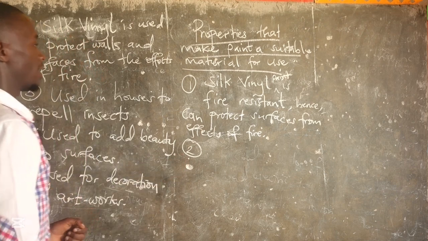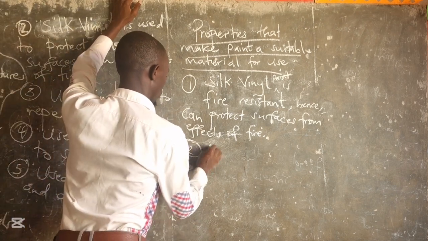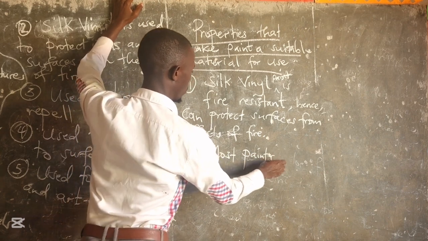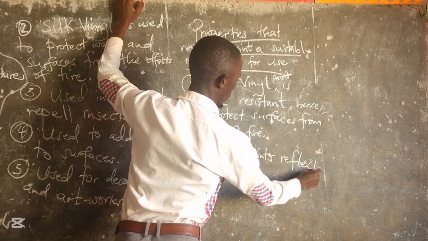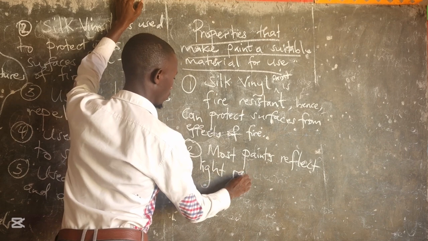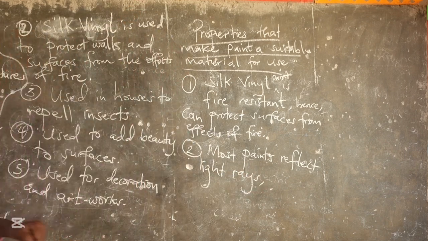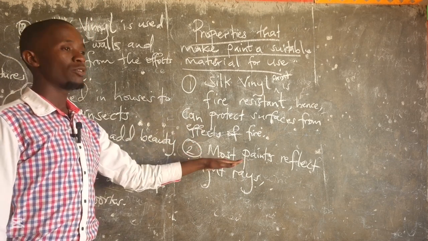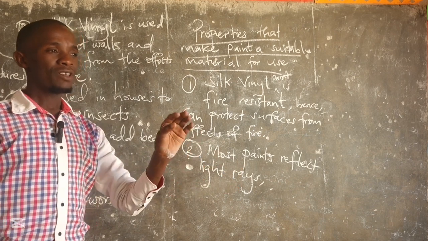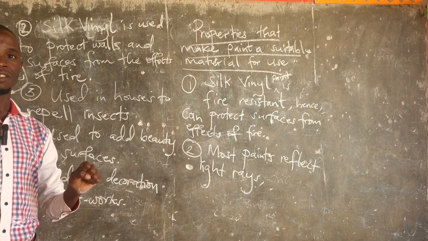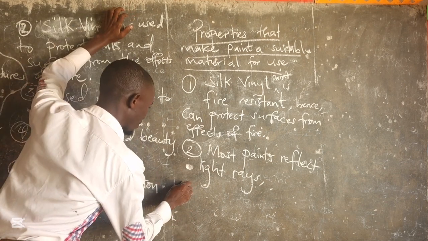Two, the paints. Most of the paints reflect away light. When they reflect the light away, when they don't absorb these light rays, they give that shiny and attractive appearance to the surfaces where they are applied.